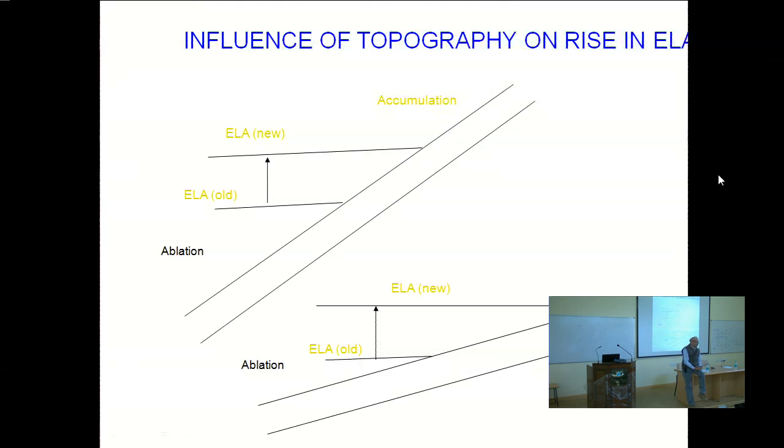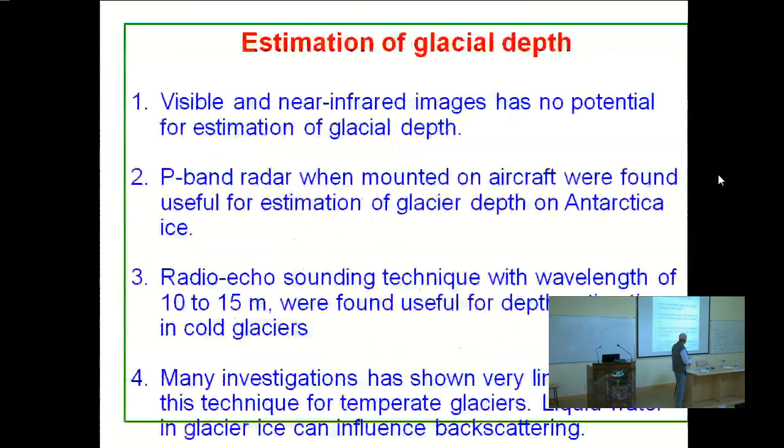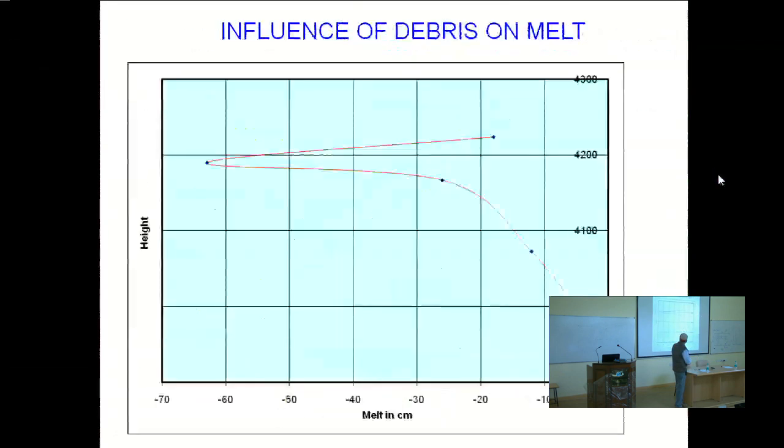Now, an important question: suppose it is going up by 100 meters. What will happen? It depends on whether that 100 meters is on a steep slope, or on a gentle slope. Depending upon that, you will know how much area can be converted from accumulation area into ablation area. Correct?